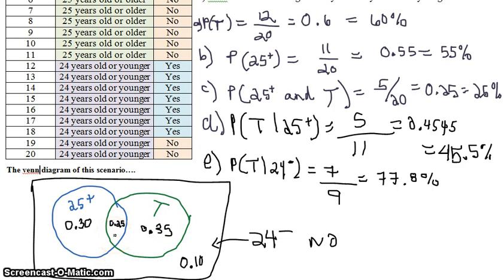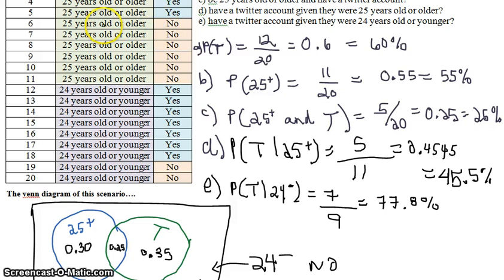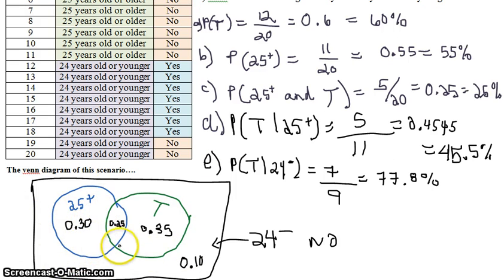And then again, this is the intersection of 25 and older and having a Twitter account. And lastly, this little group here is the 25 and older who don't have a Twitter account. You could count that up by saying, okay, these are these people, 1, 2, 3, 4, 5, 6 out of the 20, which would also give me that 0.3. So this Venn diagram should match up with and make sense with all the data here, but it's a really nice little summarization rather than using this table. Hopefully this video helped you understand how to summarize data from a table to complete probability problems.